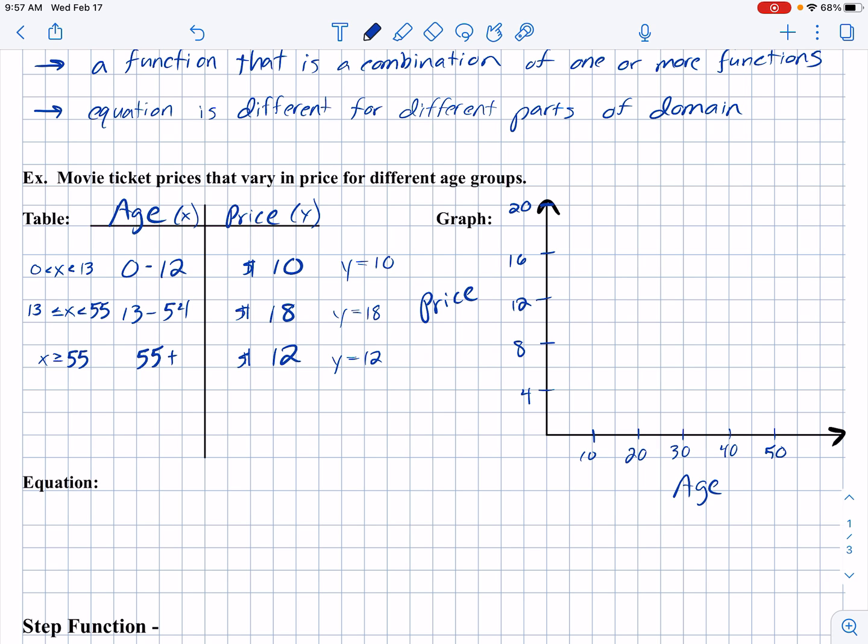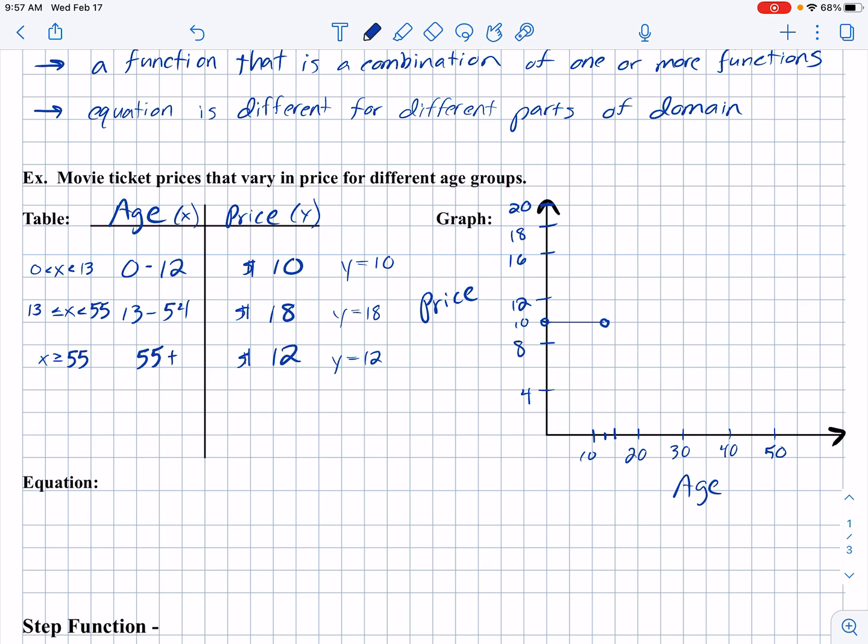All right, so all the way up to 13 years old, the price is going to be $10. So 10 is right here. 13 is, if this is 15, 13 is about right here. So I'm going to go up to 13, put an open circle, because 13 is not included. We'll put an open circle here because technically you're never 0 years old, and connect the two, showing that the movie price is $10. Then it jumps up to 18, right?